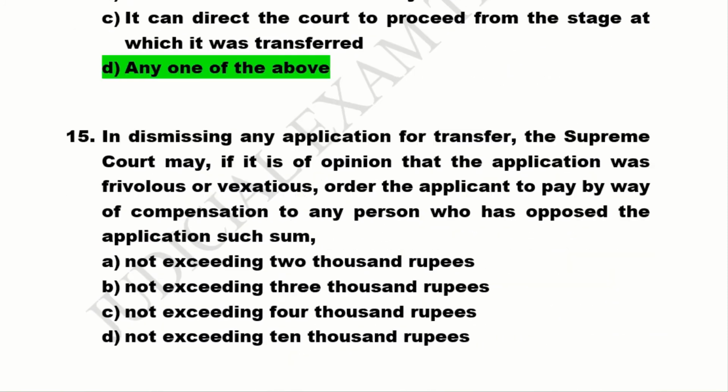Question number 15. In dismissing any application for transfer, the Supreme Court may, if it is of opinion that the application was frivolous or vexatious, order the applicant to pay by way of compensation to any person who has opposed the application such sum: A. Not exceeding 2000 rupees, B. Not exceeding 3000 rupees, C. Not exceeding 4000 rupees, D. Not exceeding 10,000 rupees. Answer is not exceeding 2000 rupees.